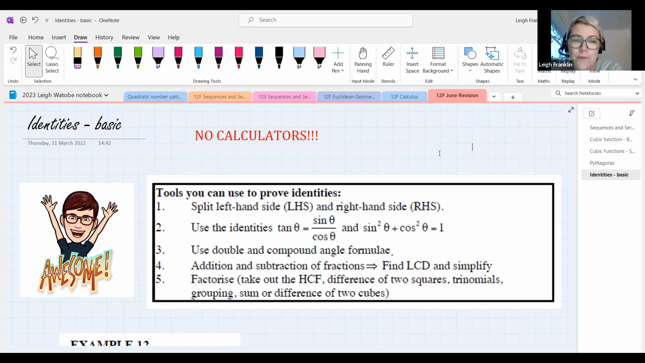Okay, so the first thing to note is when you are proving an identity, you are not solving an equation. Because you are not solving an equation, you can't use the same methods as you would use when you solve equations. For example, if you're solving an equation, you can do something to the one side, provided you do the same thing to the other side. Identities don't work like that.